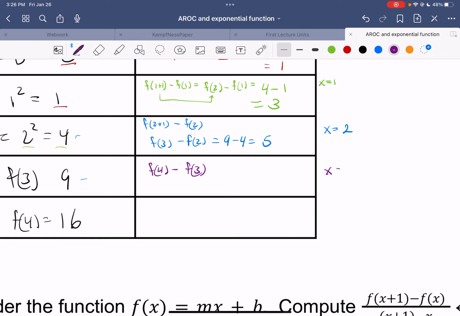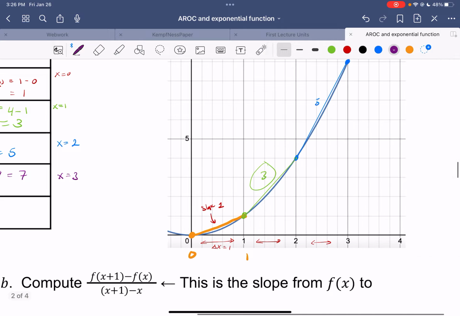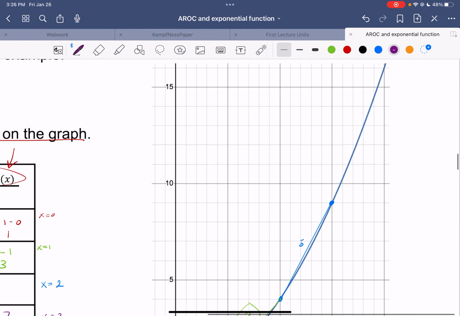And so since this is x equals 3, the first input is 1 more than 3, so 4. And we're going to do f of 4 minus f of 3. This is 16 minus 9. You get 7. Okay? So it turns out this slope going from there to there is 7. So I get slope 7.